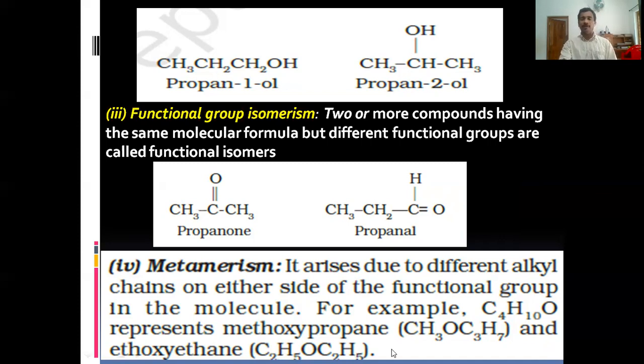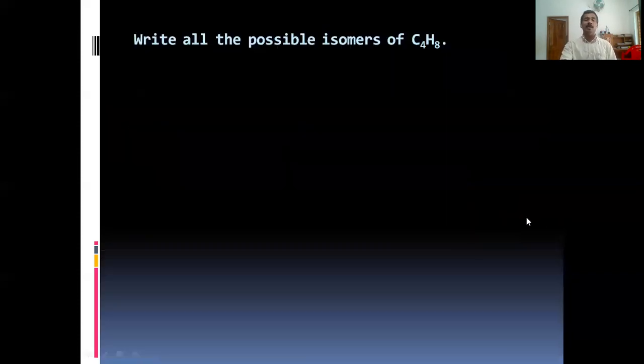From the structures, it is very clear that these two compounds are different, isn't it? But their molecular formulas are the same. What is the difference between these two compounds? Here 1 and 3 are the numbers of carbon atoms on either side of the functional group, but here 2 and 2 are the numbers of carbon atoms on either side of the functional group. That is metamerism. Now you have a question: write all the possible isomers of C4H8. C4H8 means CnH2n, the general molecular formula of an alkene. So with 4 carbon atoms, there are but-1-ene and but-2-ene, 2 position isomers. Now chain isomers are also possible.